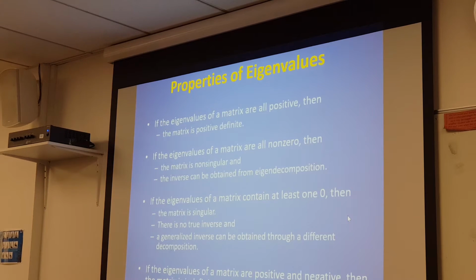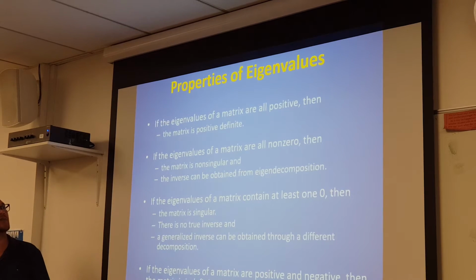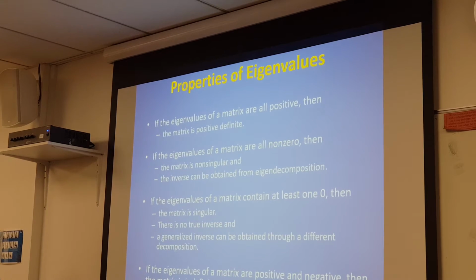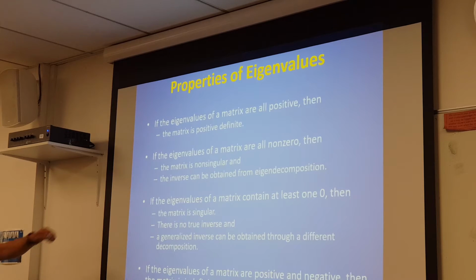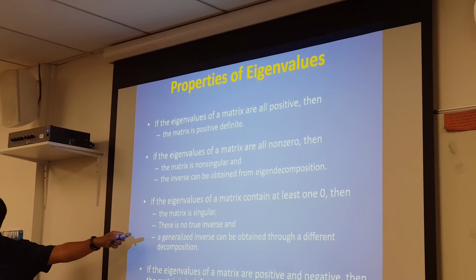Right, so some properties of eigenvalues. If the eigenvalues of a matrix are all positive, then the matrix is called positive definite. If the eigenvalues of a matrix are all non-zero, then the matrix is of full rank. In other words, we can invert the matrix, it's non-singular, and we can do a proper eigenvalue decomposition on it. If the eigenvalues contain at least one zero, then we can't invert that matrix. There's no true inverse, right?